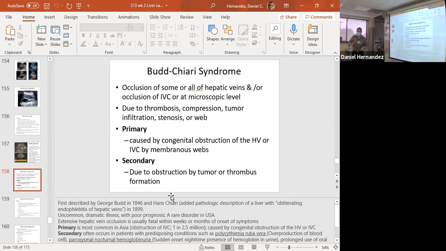Portal hypertension is a blood flow entrance issue. So primary causes could be congenital obstruction of the hepatic veins or the IVC by membranous webs. Secondary causes could be due to obstruction by tumor or thrombus formation within the hepatic veins. So primary, something you're born with, a congenital issue. Secondary, due to either obstruction by tumor or thrombus formation.